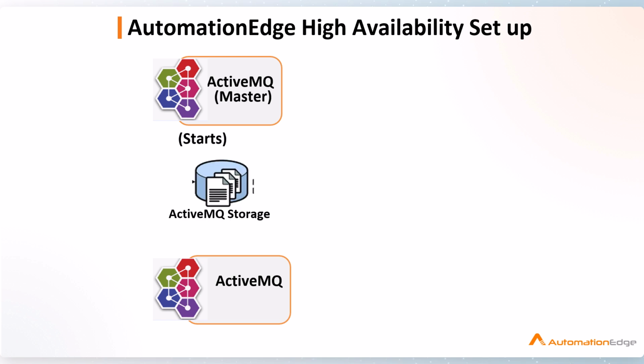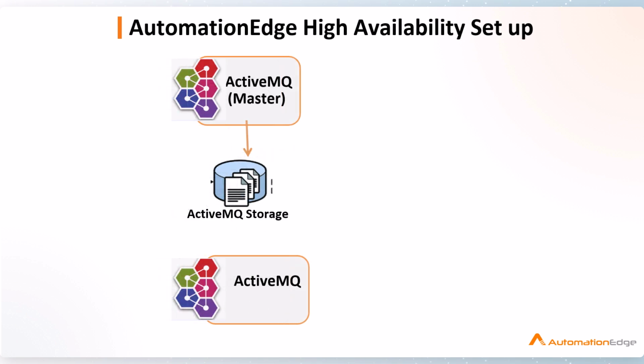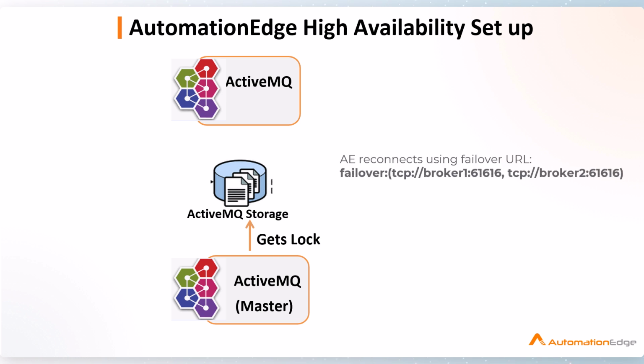The broker which starts first becomes the master. It locks the shared storage. The second broker becomes the slave and waits. If the master crashes, the slave picks up the lock and becomes the new master automatically. No manual action needed. AE connects to both brokers using what's called a failover URL. This tells AE, try the first broker. If it's not available, try the second one.